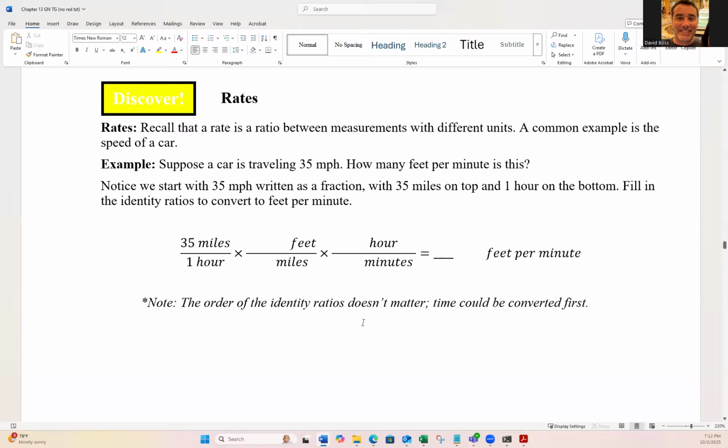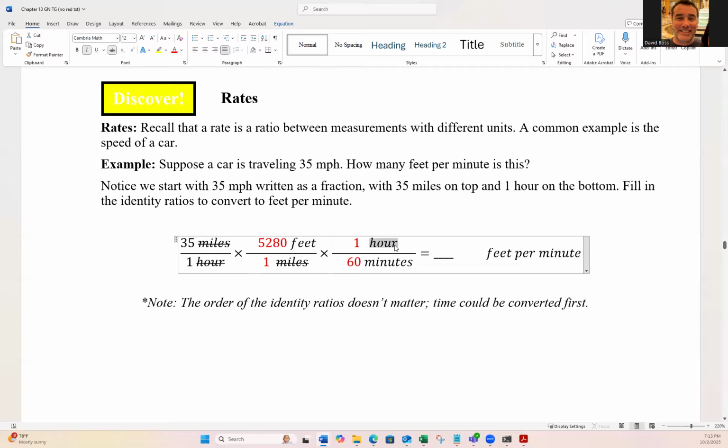So, all right, starting at 35 miles per hour, how many feet per minute is this? So first we got to change miles to feet. So we put in our 5,280 feet per 1 mile. Miles cancel out. Then we put in our 1 hour to 60 minutes. And then hours cancel out.